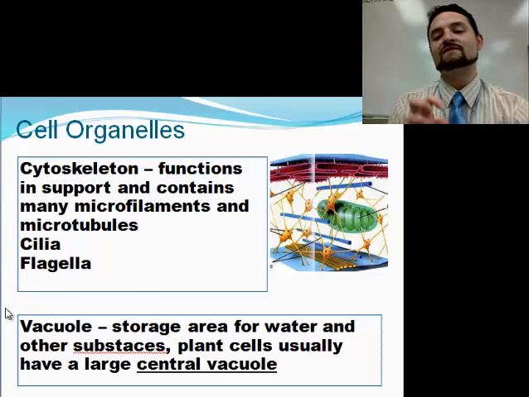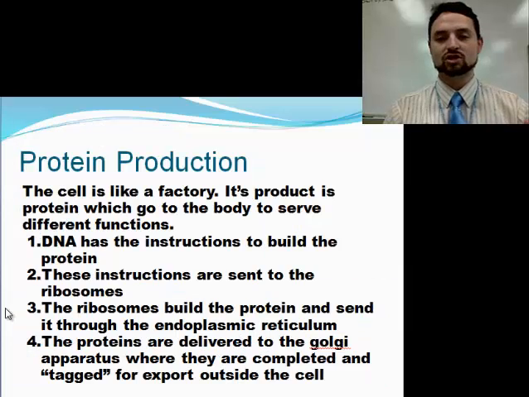Plants usually have a very large one, and we call it the central vacuole. Now, in your cells, you will have some vacuoles that will help store liquid and other things, but the plant has a very large one that you can see. Let's look at a picture of that in just a second.